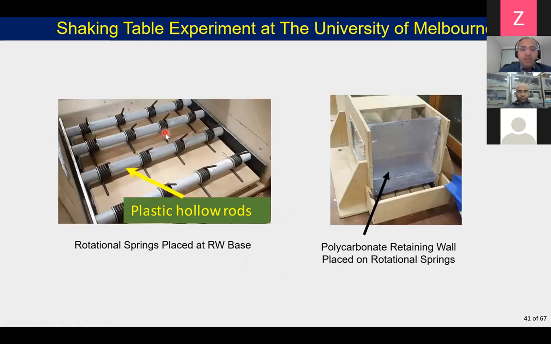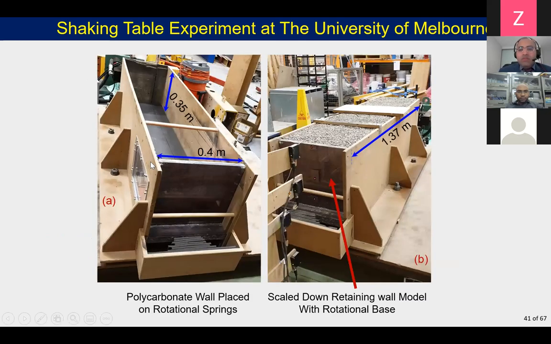And this is the construction of the model. You have to allow free rotation. So there is no connection between this spring, and there is a central iron rod here. We covered it with small PVC pipes in order to allow free rotation of these springs. So this is the final model.